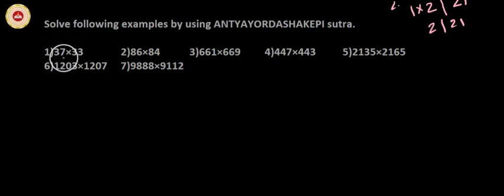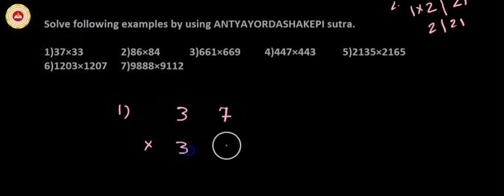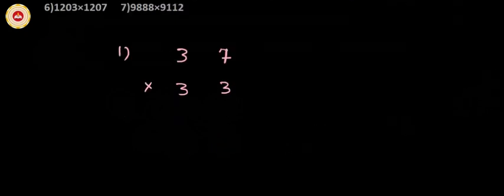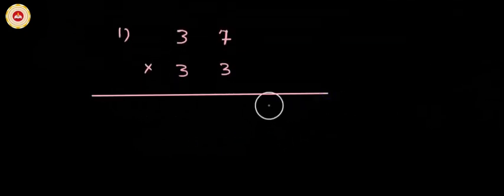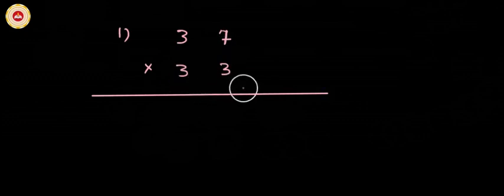First example is 37 multiplied by 33. Yes, 37 multiplied by 33. Now two conditions should be satisfied to apply Antyor Dashakepi multiplication.